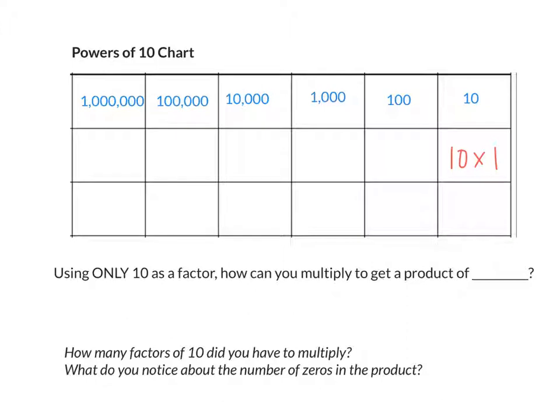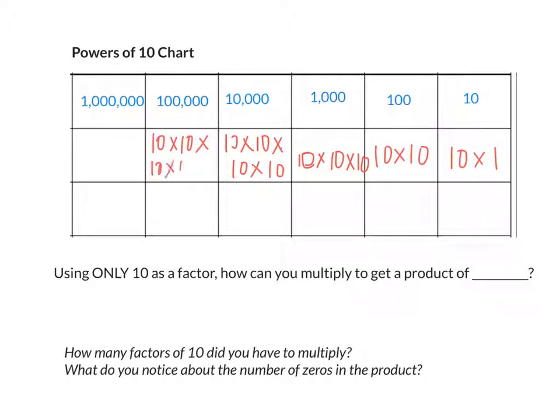Now, using 10 as a factor, how can I get 100? I have to do, Allie, 10 times 10. Good. How can I get to 1,000? 10 times 10 times 10. Very good. Okay. What about 10,000? 10 times 10 times 10 times 10. What about 100,000? 10 times 10 times 10 times 10 times 10. Are you guys seeing that? And then lastly, 1 million is 10 times 10 times 10 times 10 times 10 times 10, right?